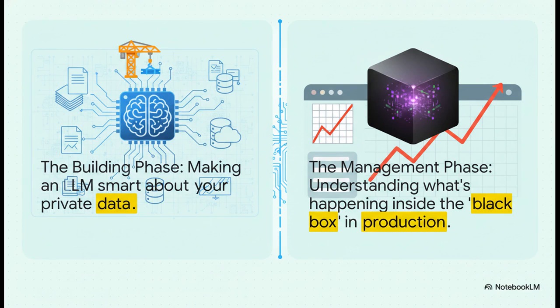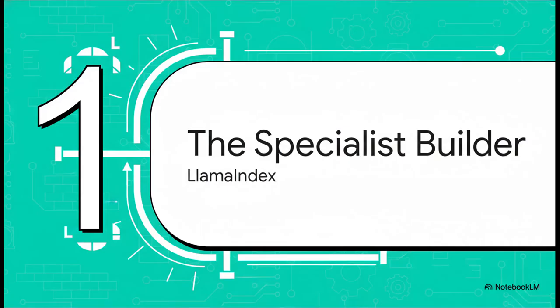First, you've got the building phase. How in the world do you make an LLM smart about your specific private data? The stuff that makes your app unique. And second, once it's built and running, you hit the management phase. How do you actually understand what's happening inside that infamous black box when it's live? Okay, let's tackle that first challenge head on.